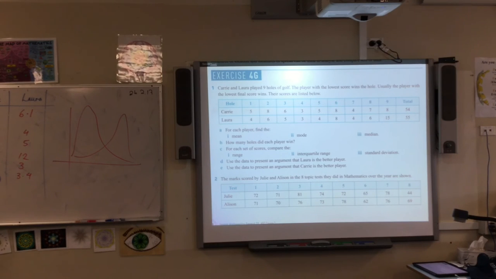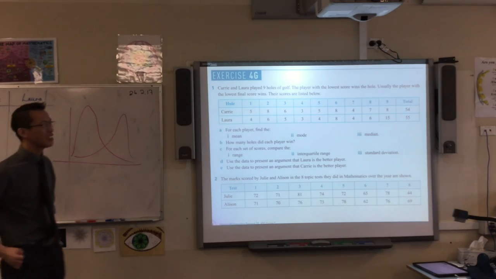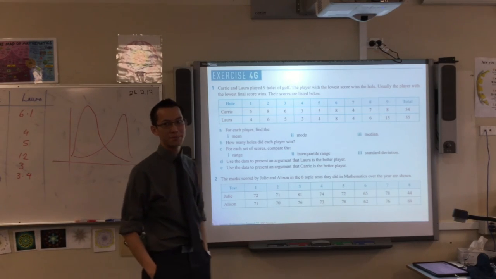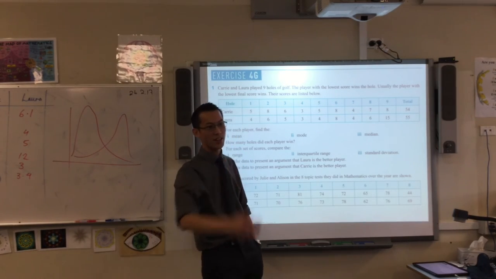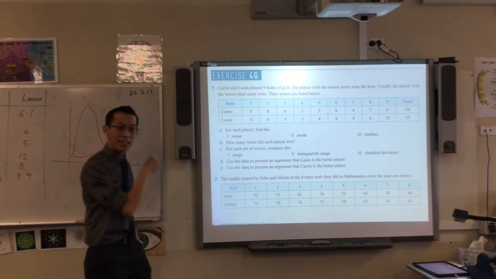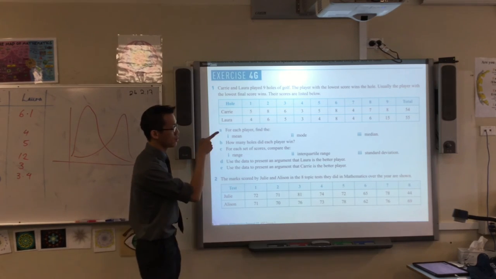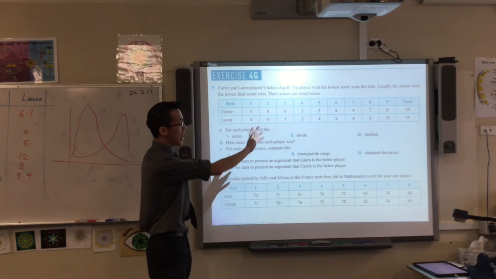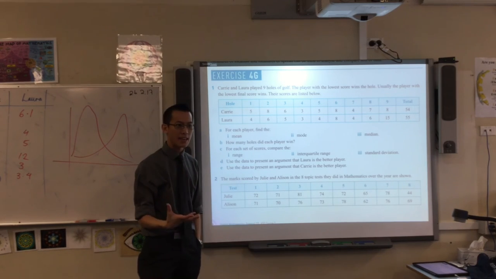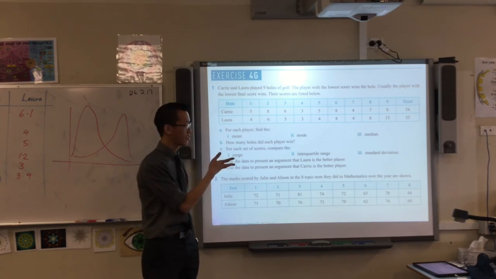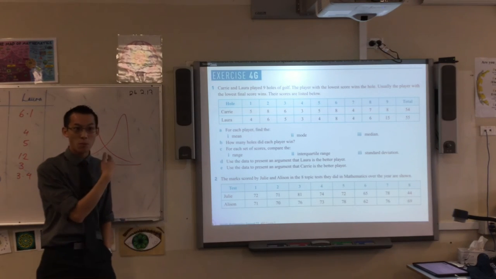Can you make an argument for Laura? Making her seem a better player. How can you look at this data and that data and convince me that actually Laura is the better player, not Carrie? I can think of one. Yeah, Laura. She won more holes. Okay, how many holes did she win out of the 9? Five, right? 5 out of 9. And when you look at hole 9, which is that weird hole, if you take that one out, 5 out of 8, right? Because that was one she lost. 5 out of 8 is even more of a majority.